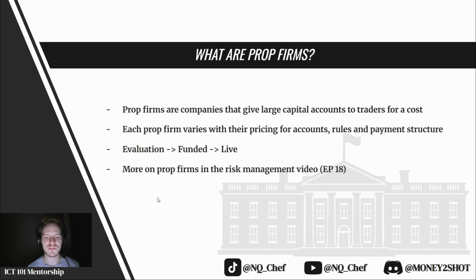It follows something like this. If you have a $50,000 account, you have to make $3,000 on that account to pass it. And you have $2,000 in drawdown, meaning if you exceed negative 2,000 on your account, you will lose the account, you breach the account, you have to buy a new one. But if you make the 3,000 on your evaluation, you pass the account and you're funded.